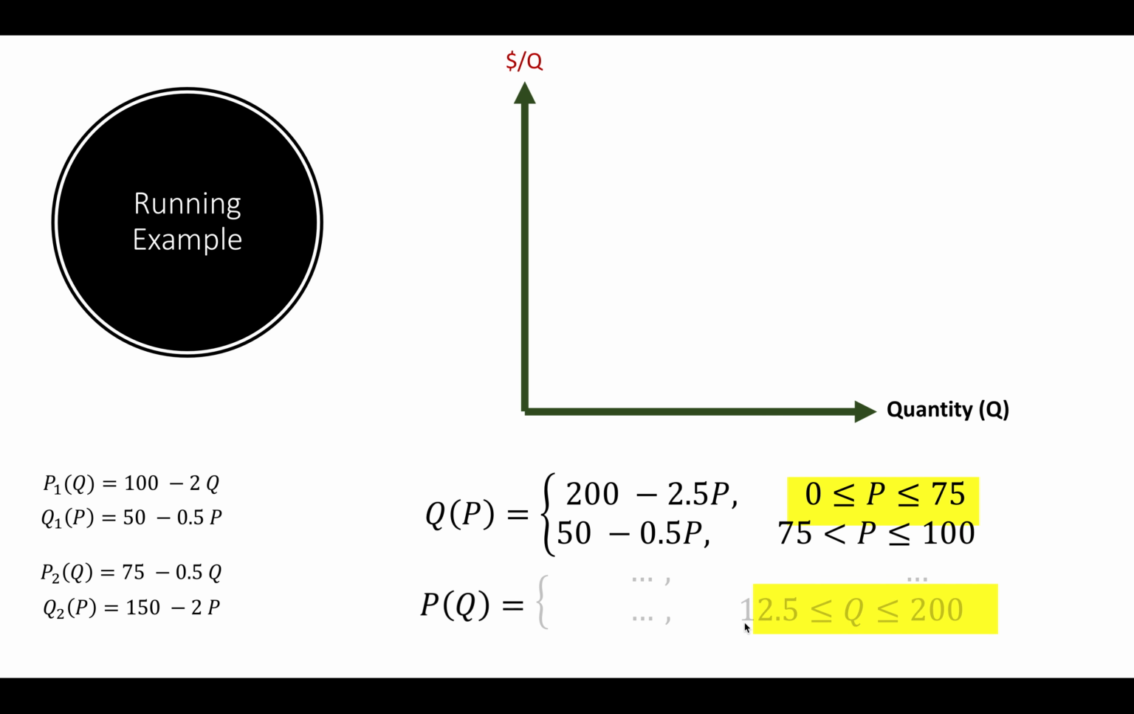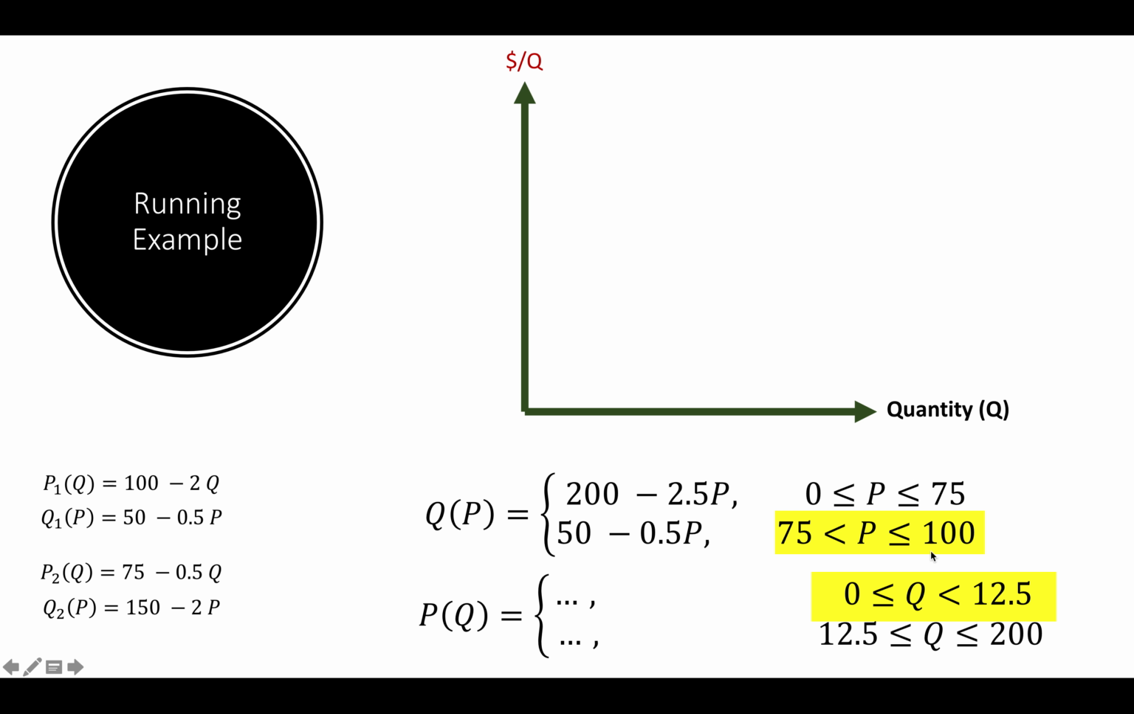And then the range for the top one, well, I kind of know because there's only two ranges, it's going to go from 0 to 12.5. But just to verify that, if I plug a 75 into this expression, 50 minus half of 75 versus 50 minus half of 100. Well, 50 minus half of 100 is going to give you 0, and 50 minus half of 75 is going to give you 12.5. So this range corresponds to this range.